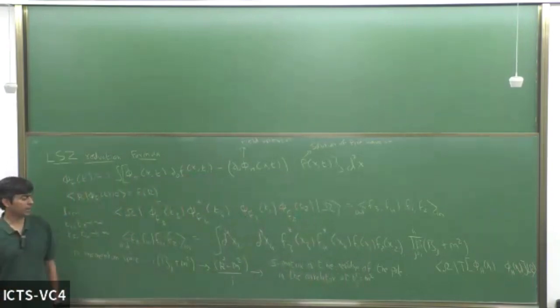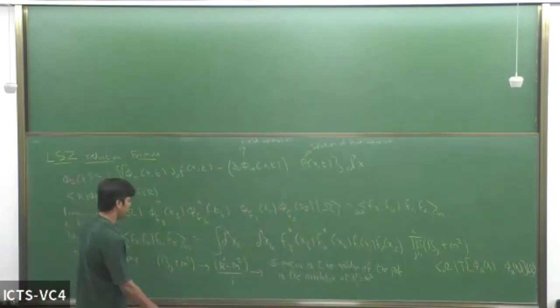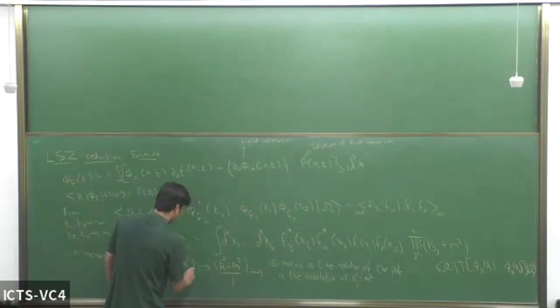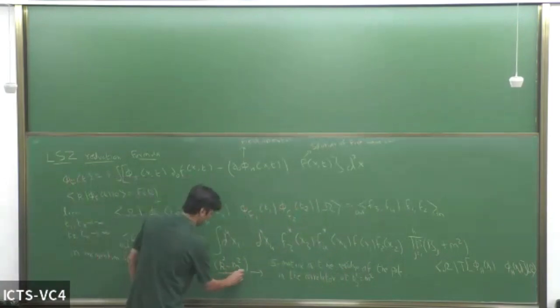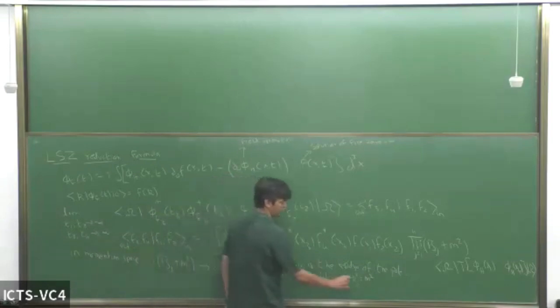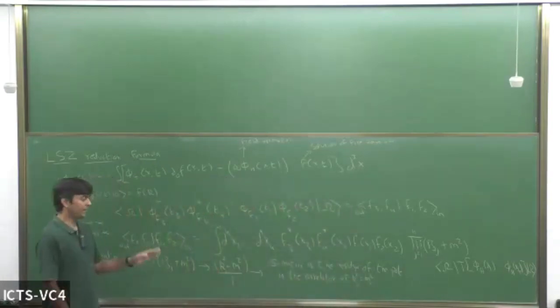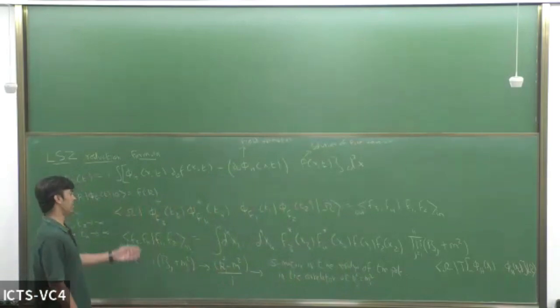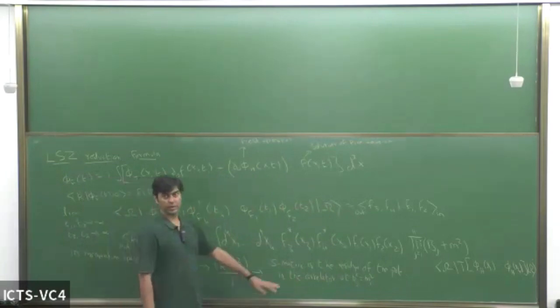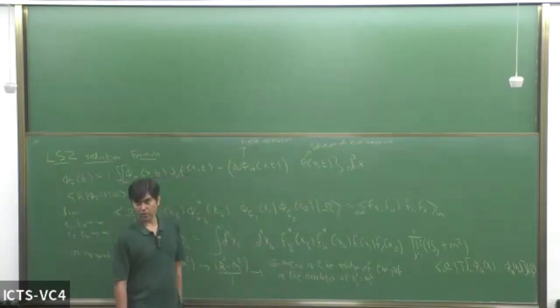Here we've taken all the particles to have the same mass. However, if you like, you could give them different masses. So the LSZ reduction formula is telling you that this S matrix is actually the residue of the pole in the correlator at k squared equal to m squared. Is that clear?